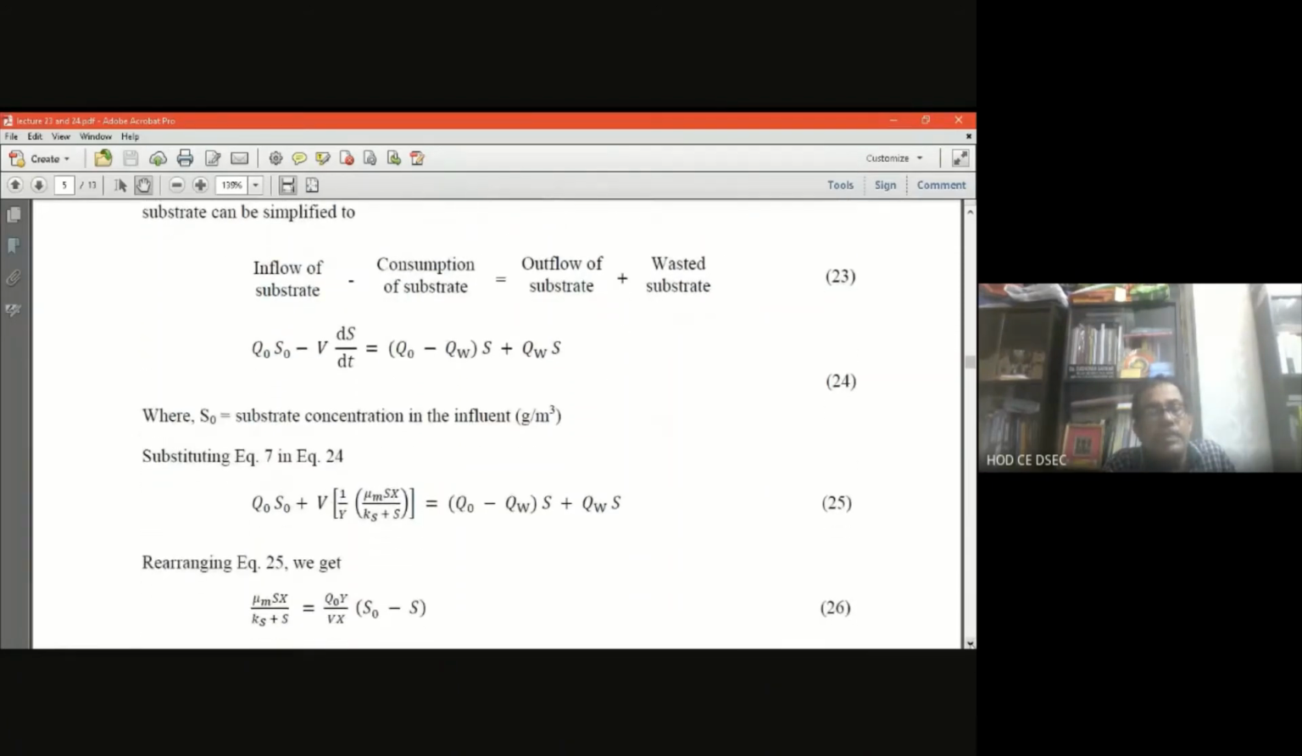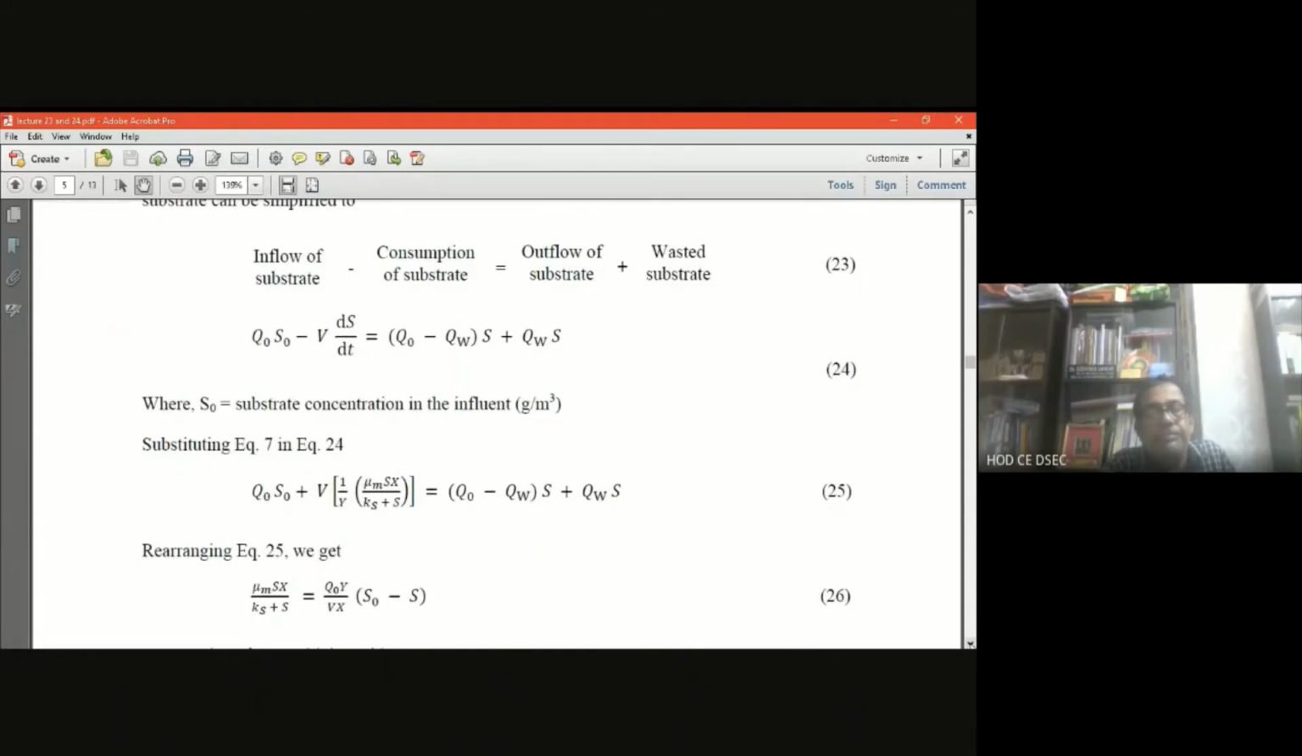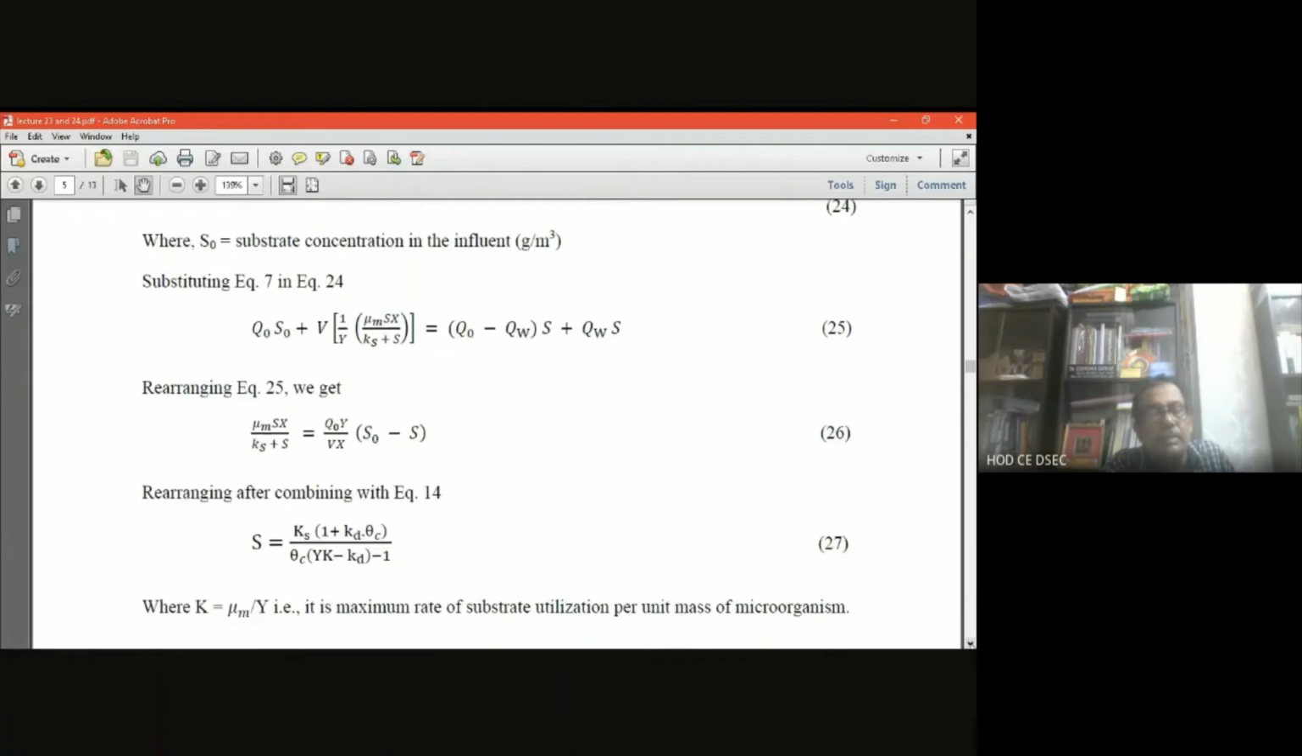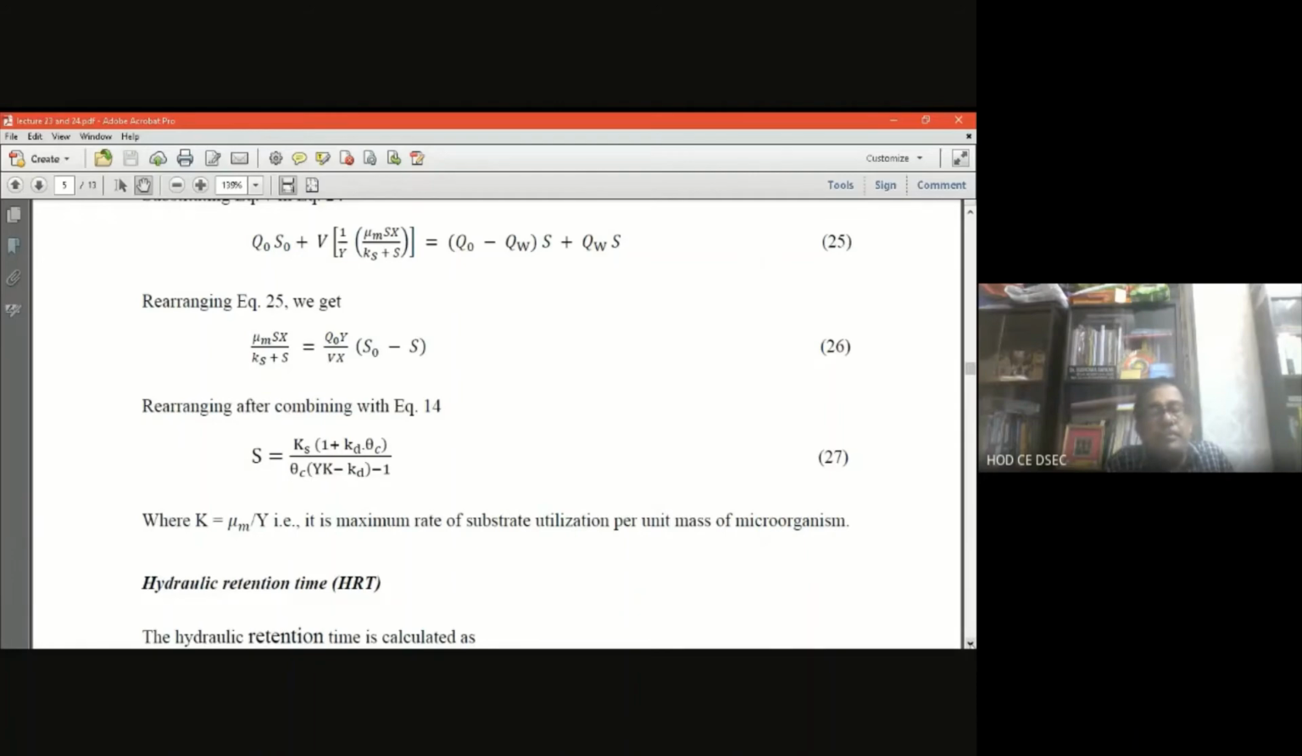So substituting this value, Q0 S0 plus V into this, we can get S equal to Ks into (1 plus Kd theta C) divided by (theta C into Yk minus Kd minus 1). So this equation we have obtained, where k equals Qm divided by Y, that is the maximum rate of substrate utilization per unit mass of microorganism.